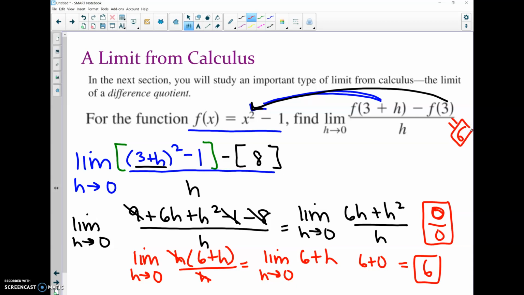All right guys, that's all I have for today. You are going to be working on the one-sided limits and also finding limits of these difference quotients and practicing them. And we will get back to some other stuff coming up on Monday.